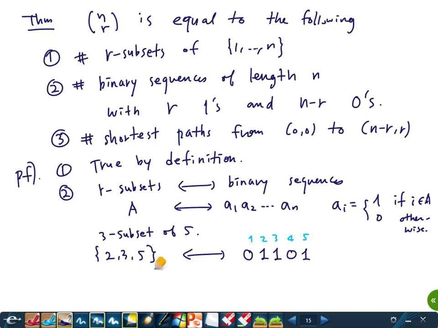Okay, so one-to-one bijection. The number of ones is, of course, the number of elements here, which is r. So the number of ones equals r. The number of zeros equals n minus r, of course. So this proves that this is also equal to the number of binary sequences satisfying this condition. All right? Everything's okay? For the third one, I think I need to go to the next page.